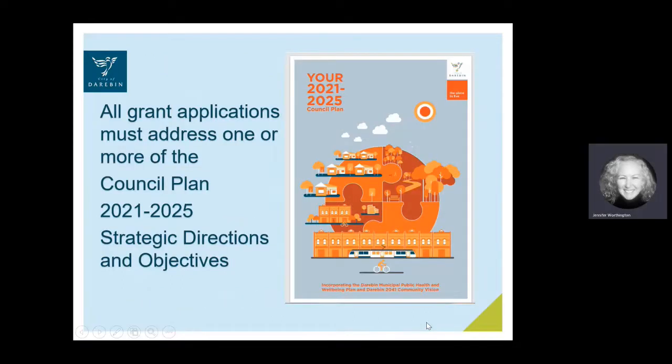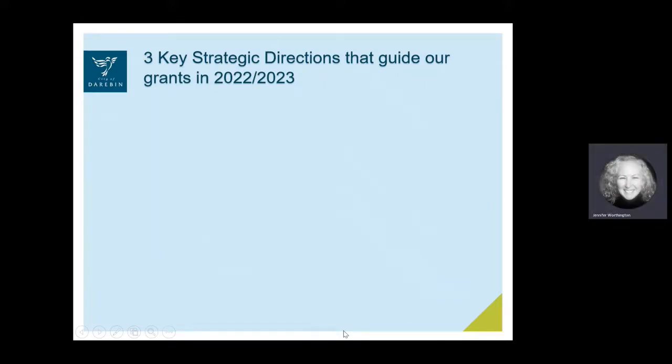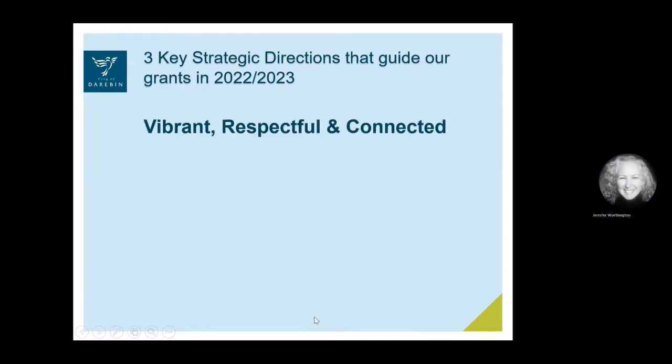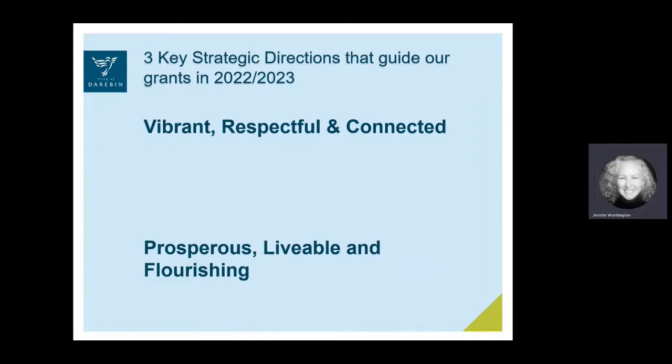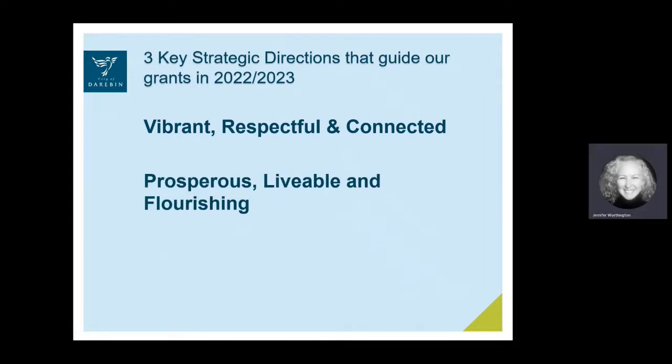So all of our grant applications must address one or more of the council plan strategic directions and objectives. And in general, there are 3 that relate directly to our grant program. So the 3 strategic directions that guide our grants in 2022 and 23: vibrant, respectful and connected; prosperous, livable and flourishing; climate, green and sustainable. So we'll give you some examples of those.